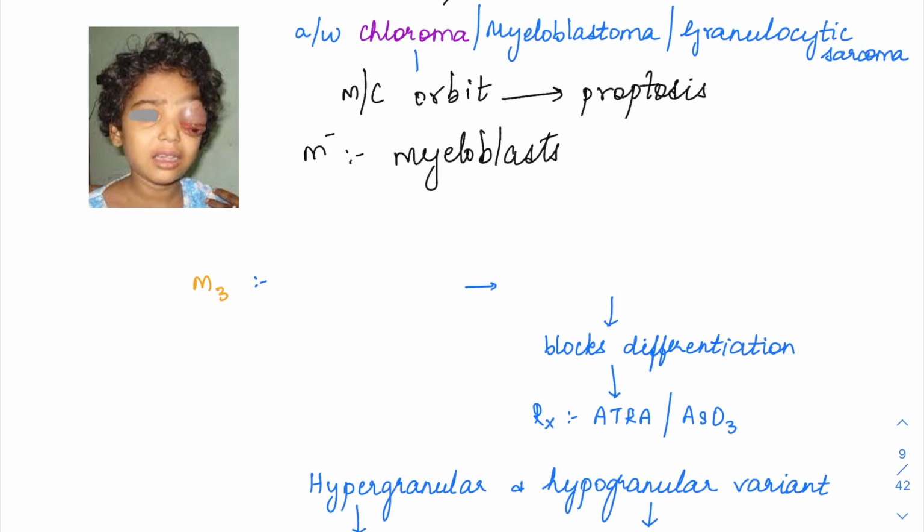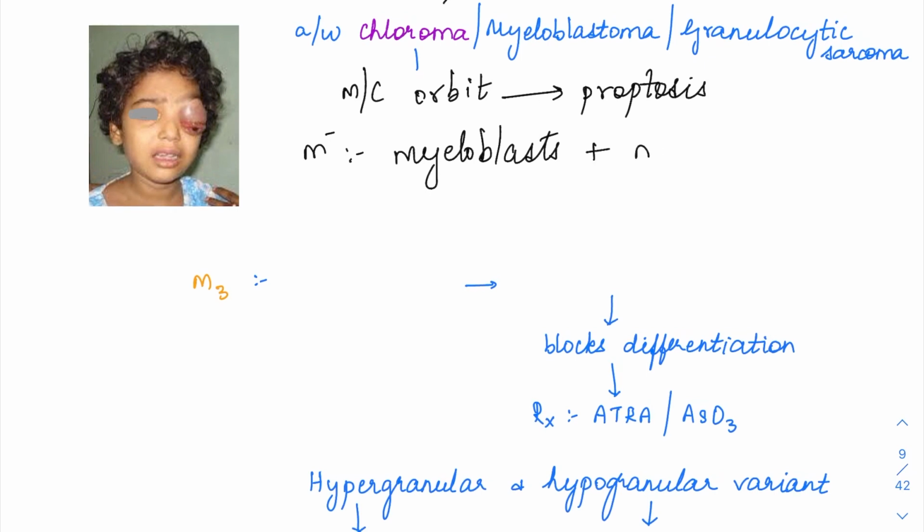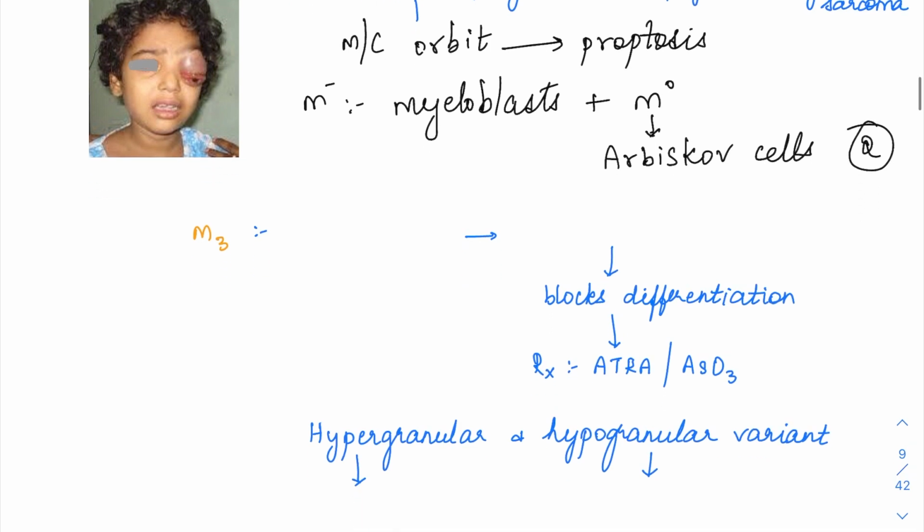Whenever you see a chloroma alone without any peripheral blood myeloblasts, you can still call it acute myeloid leukemia. Myeloblasts will be present, and along with that you can see monocytes as well. These monocytes are given a special name, Arbuskov cells. This again has been asked in MCQs. What are Arbuskov cells? These are nothing but monocytes seen in a chloroma.